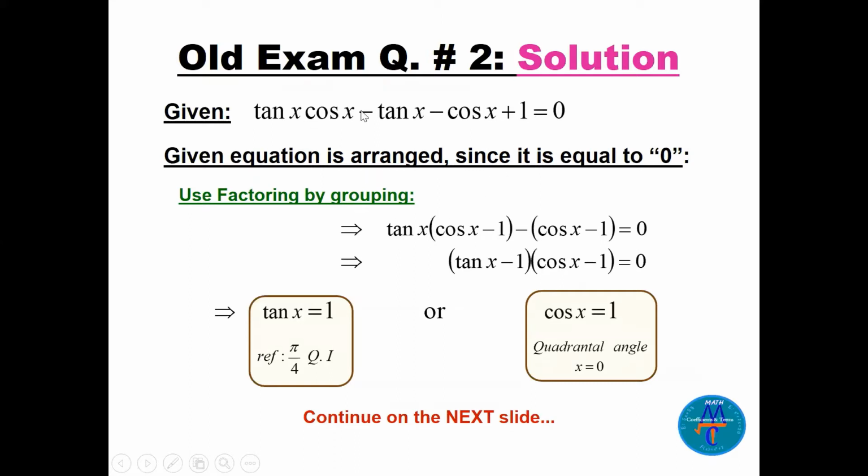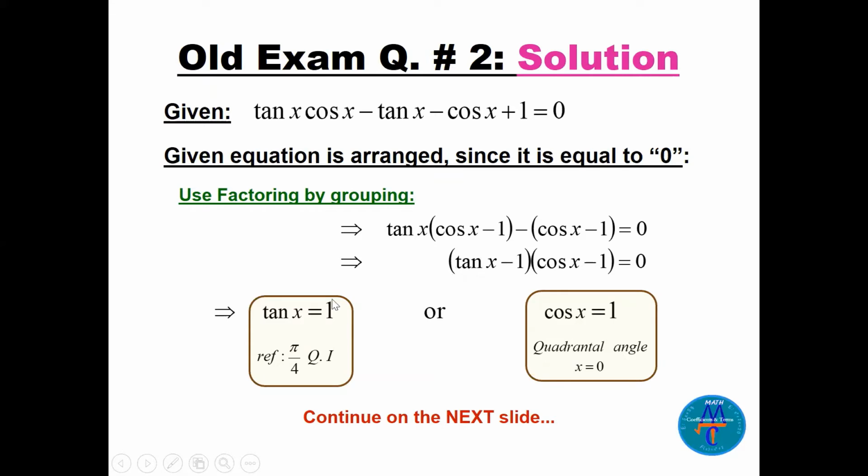So the first two terms, we take tan of x. In the bracket, we have cosine of x minus 1, minus, take only a minus common factor here in the last two terms. So it will be minus bracket cosine of x minus 1. So this one is a common factor. Here you see that. Cosine of x minus 1 is a common factor. And then the other bracket will be tan of x minus 1. Now, just to mention here, if you multiply these two brackets there, you will get the same equation. So that means the factoring is correct.